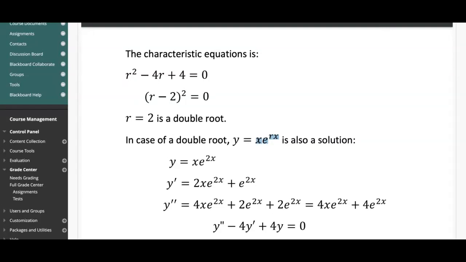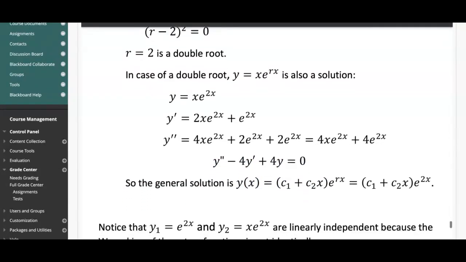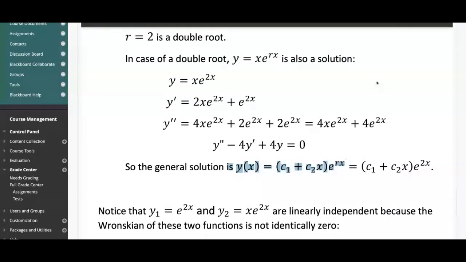Let me see if anyone has comments. Okay, not to worry. So this is checking. This is to show you why it's also a solution. This is a given, this is a fact, in case this happens. This is a check to see that it satisfies the equation. So in that case, the solution is this.